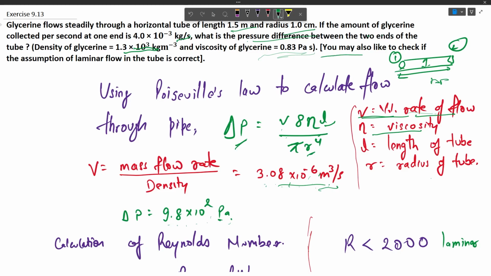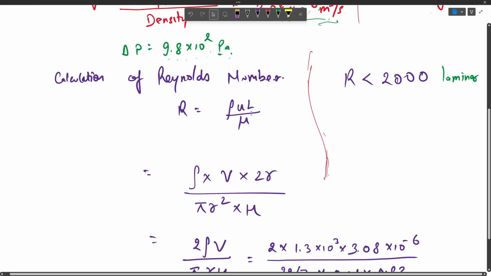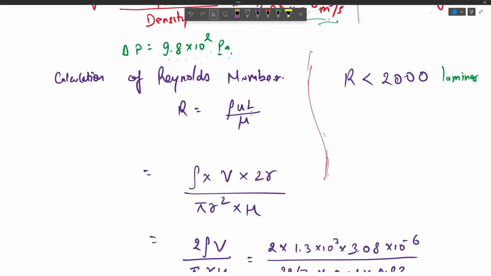The question also says that you may also like to check if the assumption of laminar flow in the tube is correct. So there is a dimensionless number called Reynolds number which is used to check whether the flow is laminar or turbulent. So if Reynolds number is less than 2000, the flow is said to be laminar flow, and the expression for calculation of Reynolds number is rho times u, that is the flow speed, times L, which is the characteristic length, which in this case is the diameter of the tube. Rho is the density of the fluid, that is the density of the glycerin here, and mu is the viscosity.